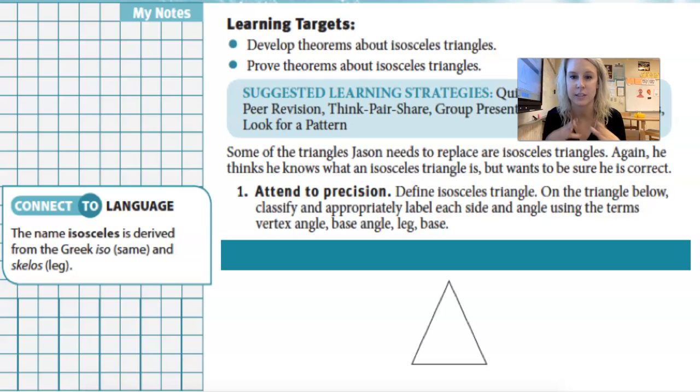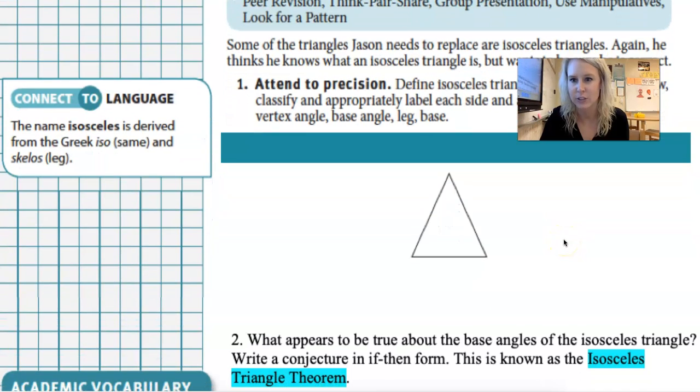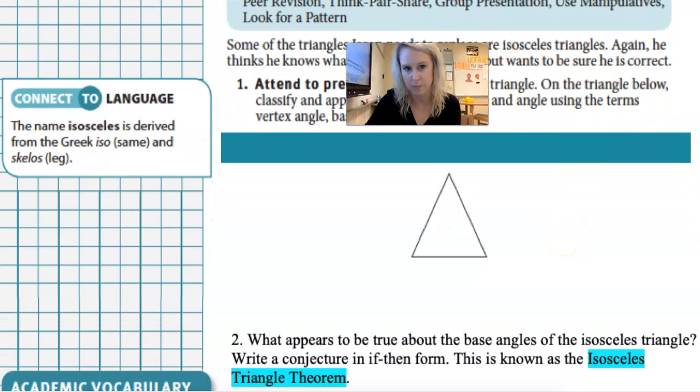So remember in our last lesson Jason was replacing the glass triangular panels on the outside of that little shape thing building. Okay. So he needs to know what an isosceles triangle is and wants to be sure he's correct. So let's talk about isosceles triangles. You've seen it before in middle school.